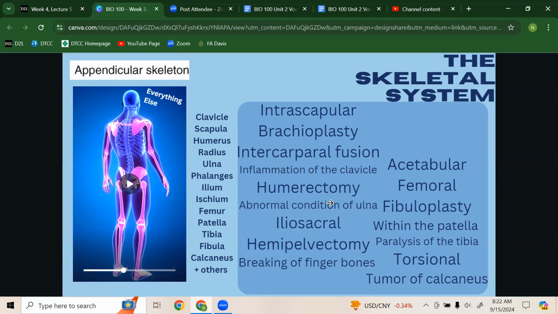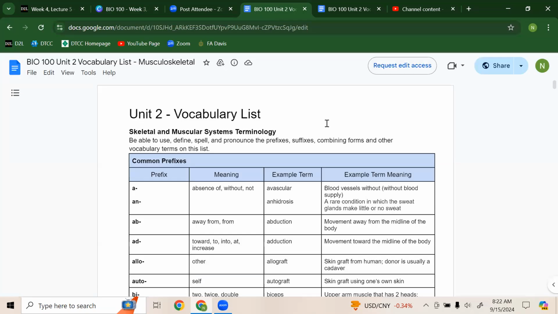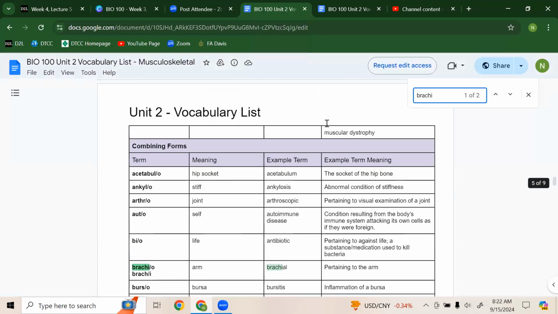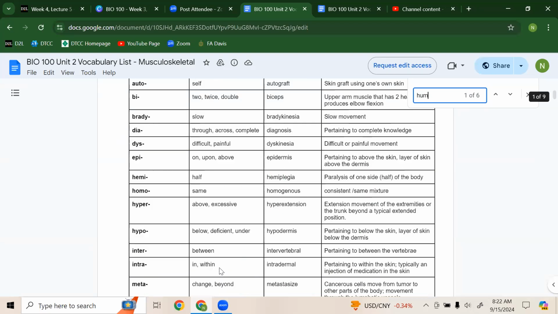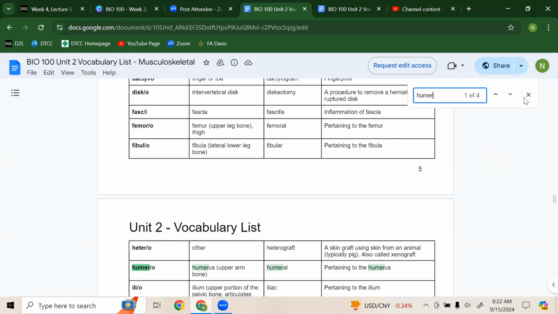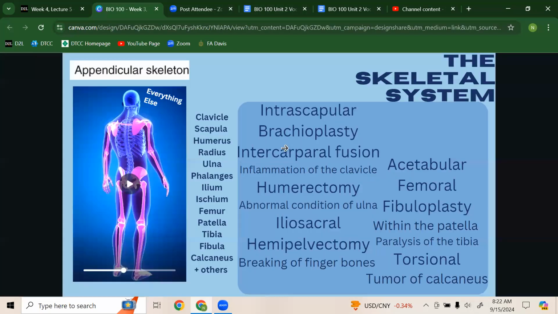Okay, humerectomy. Brachioplasty, so I'll show you. Brachio is going to be arm. And then we also have humero, which is going to be humeral. So brachio means arm. Humero refers to our humerus, which is our upper arm bone. That's part of our shoulder all the way down to our elbow. So a humerectomy would be a surgical removal of the humerus.